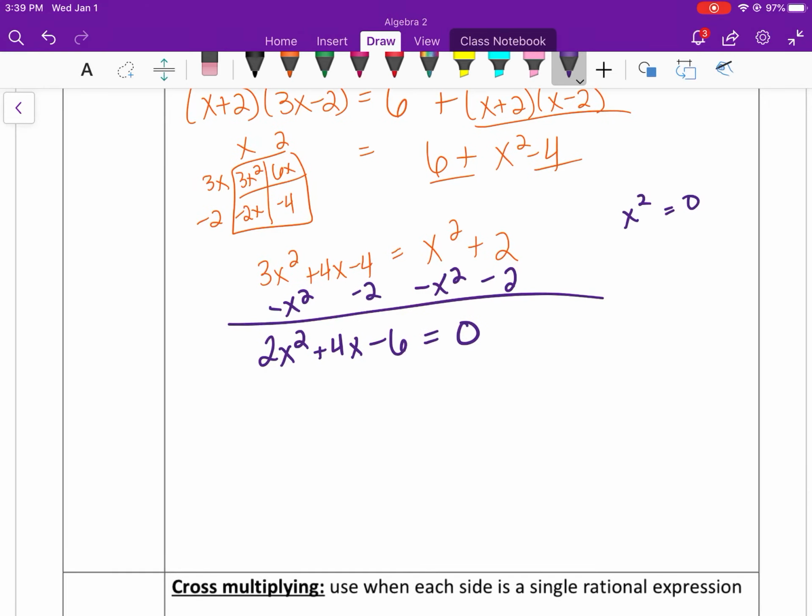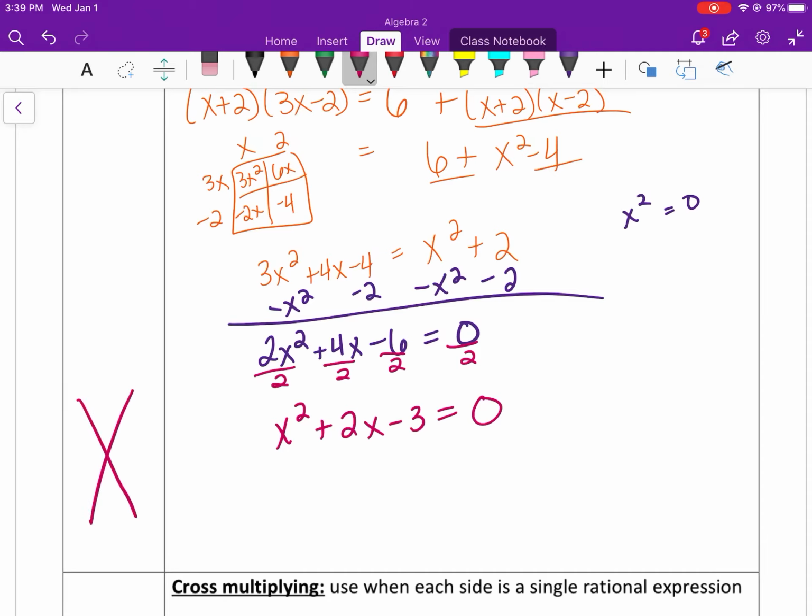Now, it's possible that I could factor this and solve it, or you can always use the quadratic formula. I do notice that each one of these is divisible by 2, so I can divide everything by 2 first and get an easier equation to work with. And then I'm always going to check to make sure if it factors before I do quadratic formula.